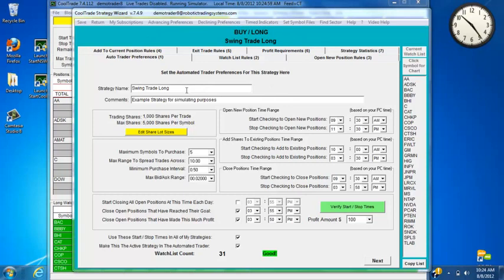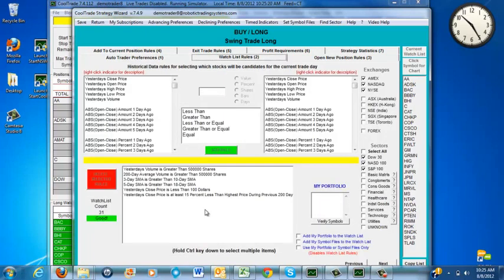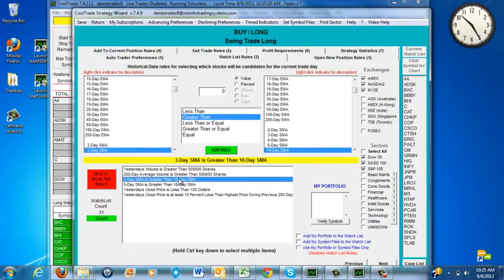So you can see the name of the strategy here, which is swing trade long. This is the long side of the strategy. We're trading 1,000 share lots. And then over to the right here, these are the start times and the stop times. And we've set a maximum of 5 symbols to purchase. If we wanted to change that, we could very easily. And I'm going to go ahead and move over to the watch list just to show you an example of the rules in this particular strategy.